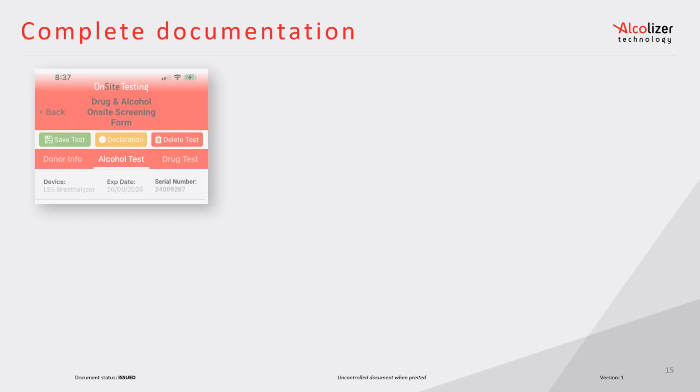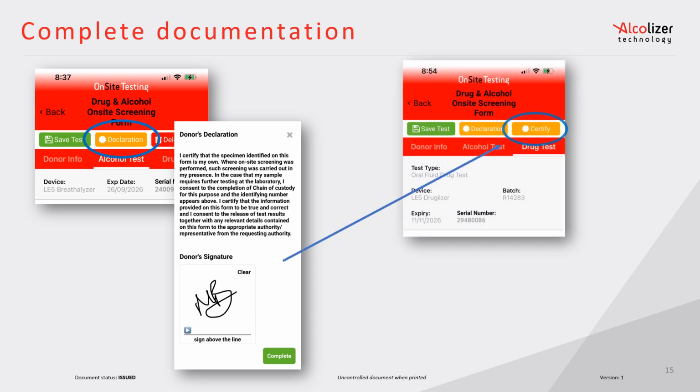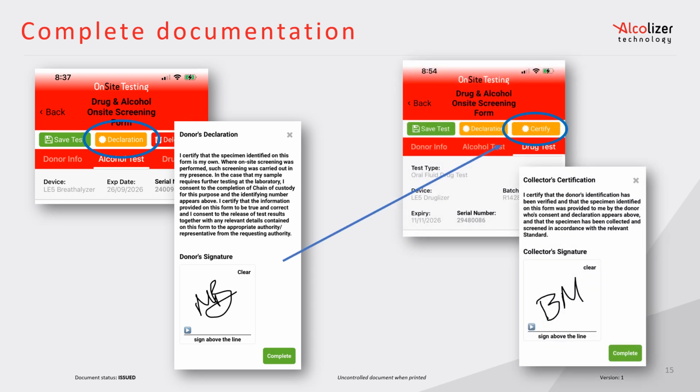Once a result has been received, the donor declaration form will become available. The donor reads and signs the form. The certify form will now become available. The technician signs the form. Only have the declaration form signed if all tests have been received in the app, i.e. an alcohol test and drug test.